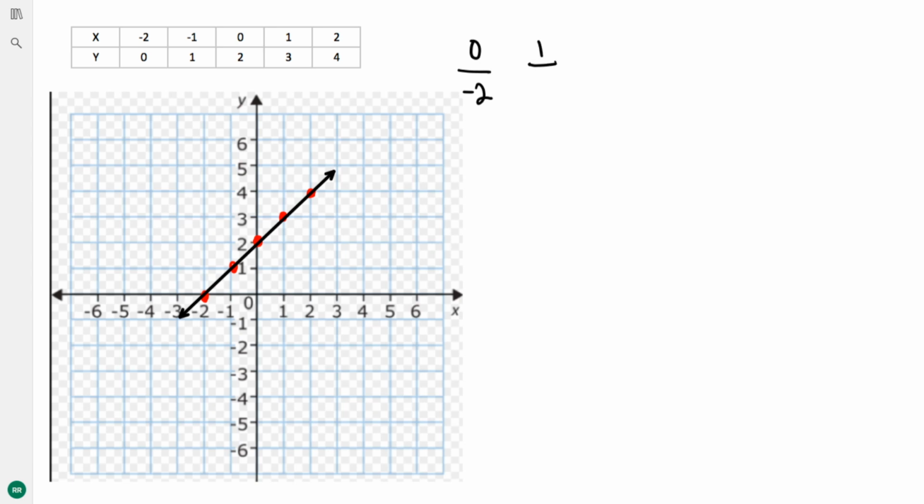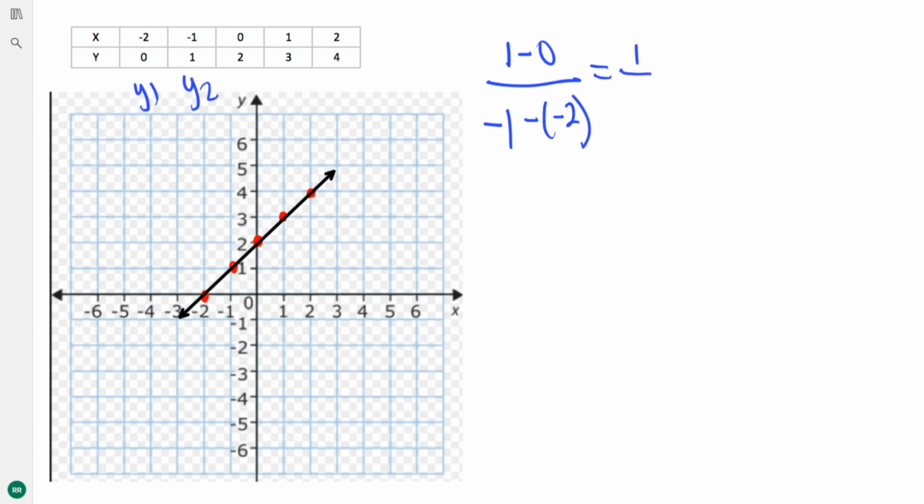1 over -1. I feel like this method might be a little more confusing, even though sometimes it's easier, so I'm going to do y2 minus y1 since there's different ways. 1 minus 0, because this is going to be the second y, the first y, over -1 minus -2. Let's see what we get. 1 minus 0 is 1, and then -1 minus -2, two negatives, that just turns into a positive. -1 plus 2 gives us 1. So we get a 1.